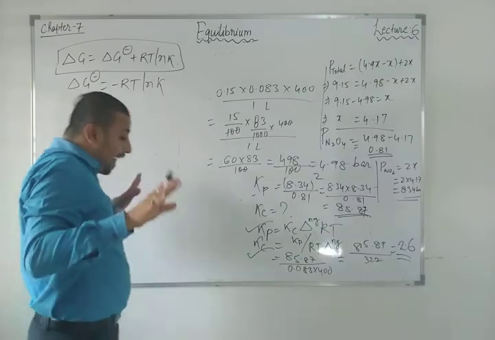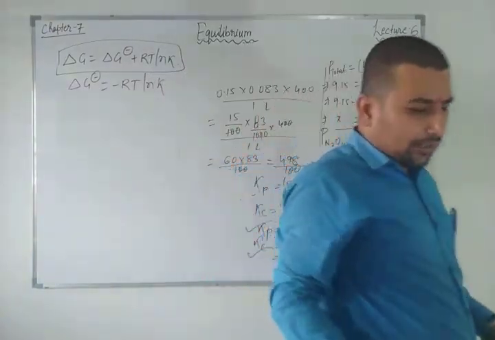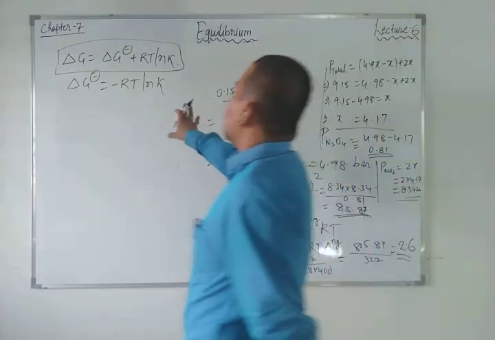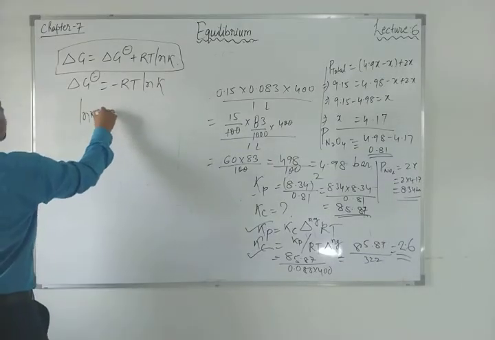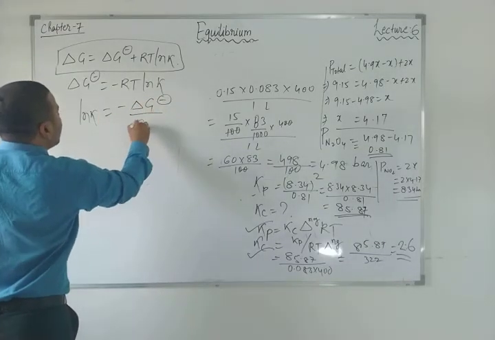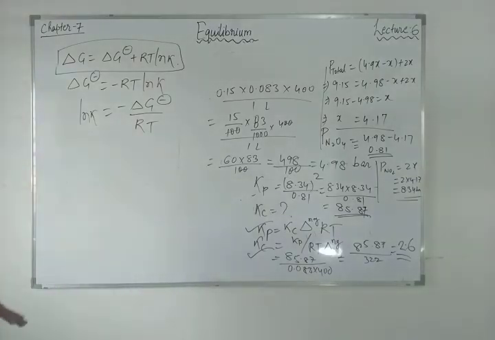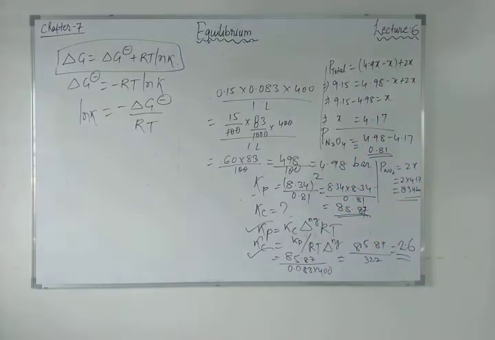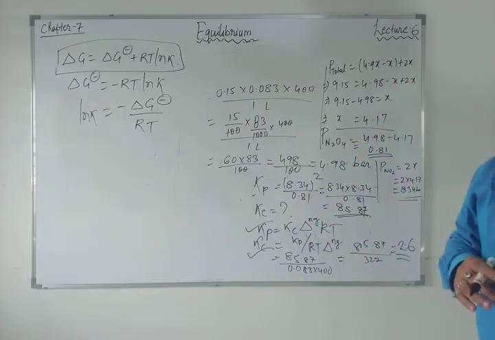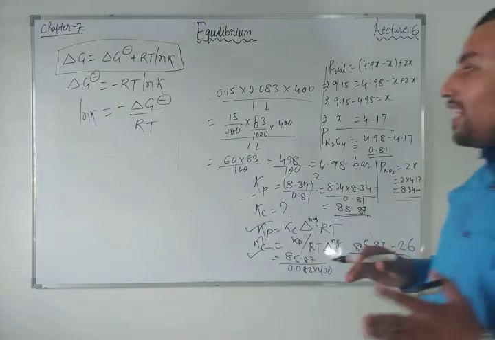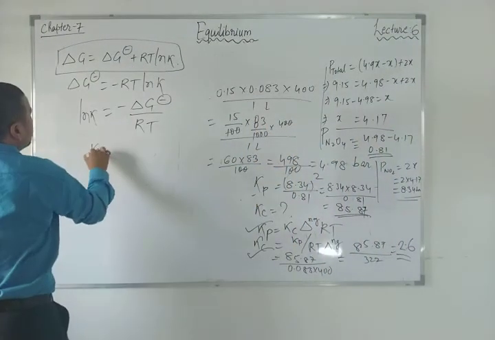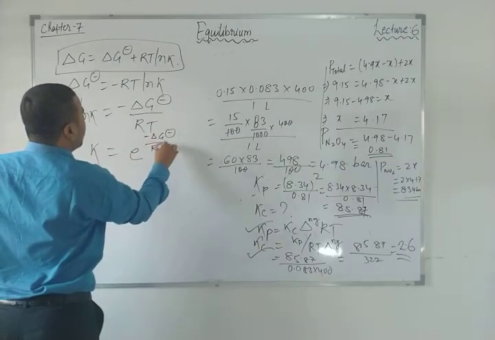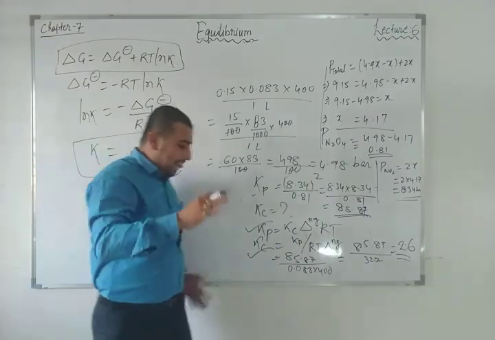And if you want to find the value of log K, what is the value? Minus delta G standard upon RT. Can you write these things? And now if I remove the log, then what should I write? K is equal to the exponent to the power. If I am removing the log only, then definitely K will be equal to e to the power minus delta G standard upon RT. So this will be the constant value.